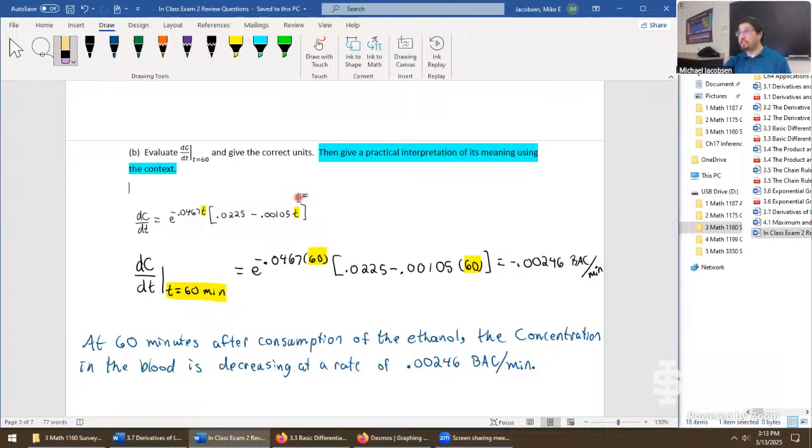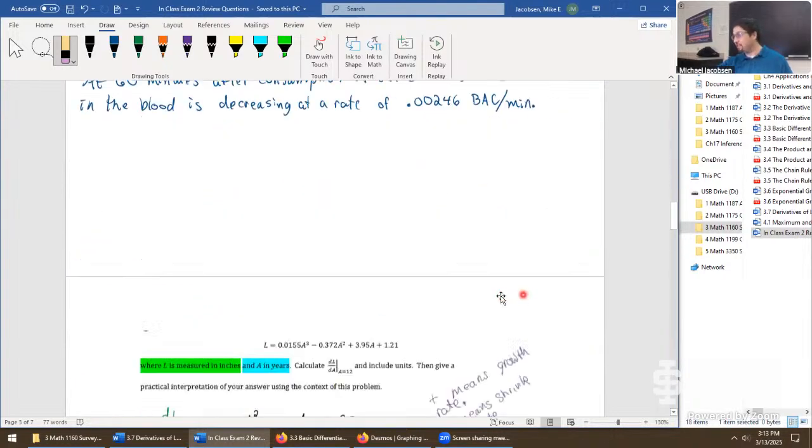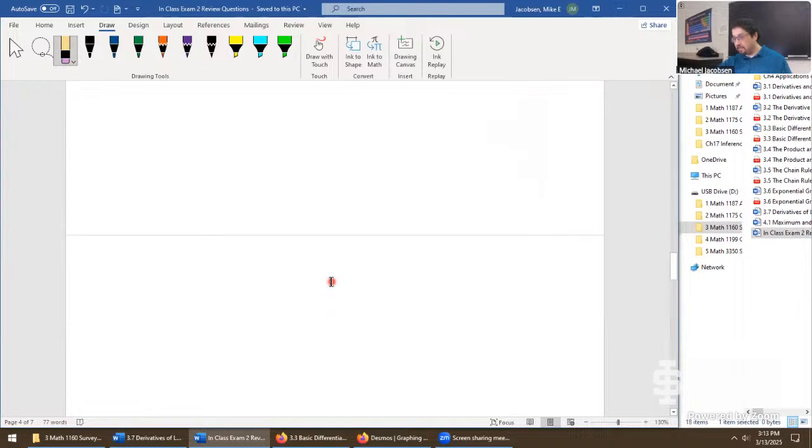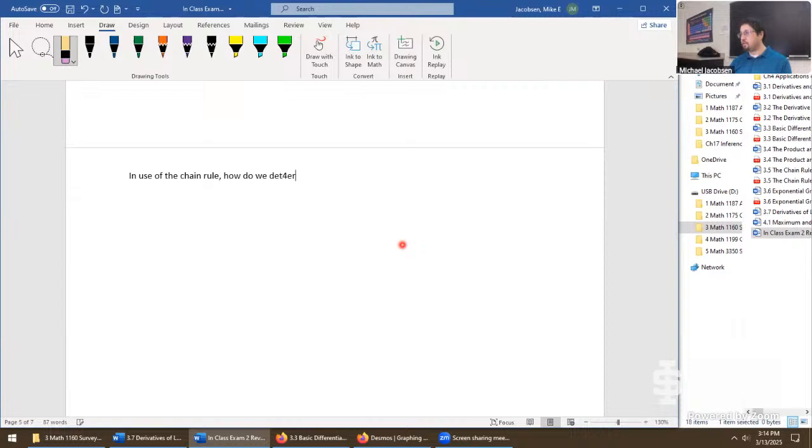That is a really good concept question. Let's spend some time on that one. So the major question here is, in use of the chain rule, how do we determine which function is inner and which function is outer? And that's, again, super important because this establishes the order of doing the chain rule.